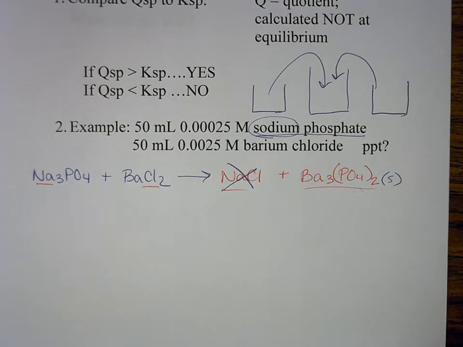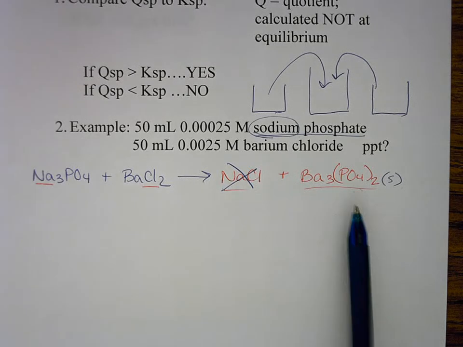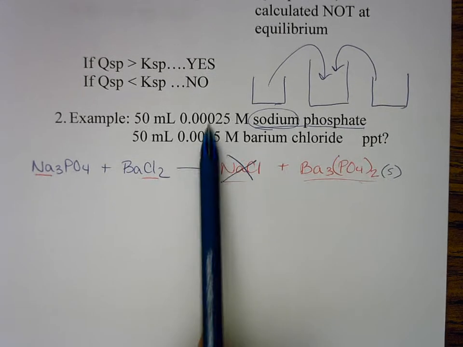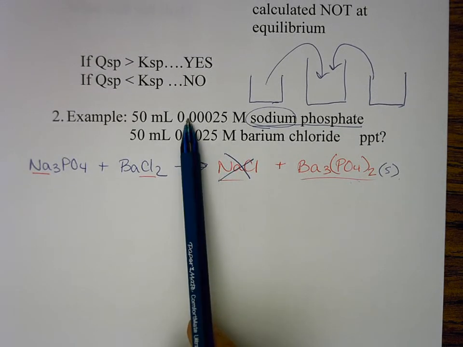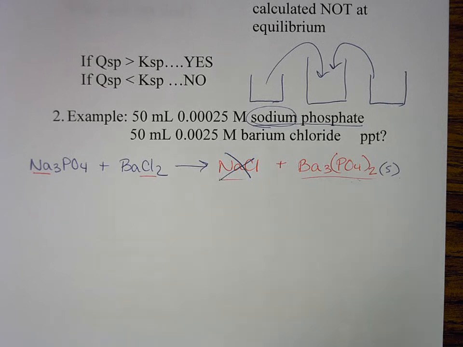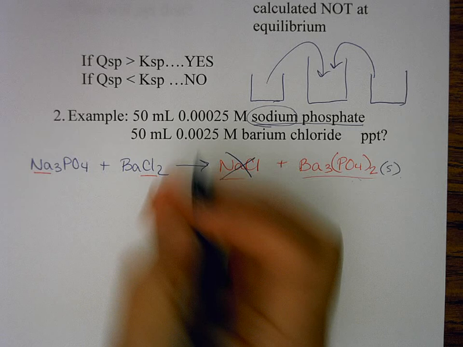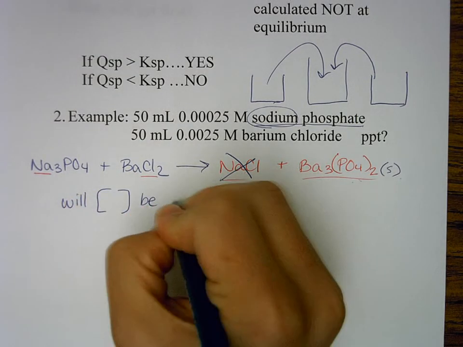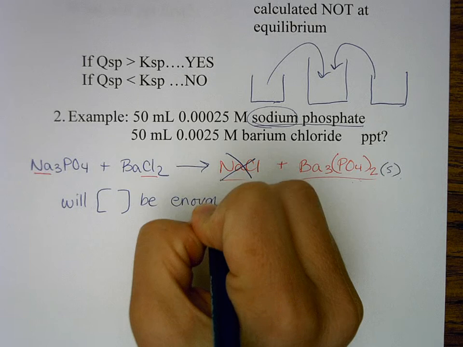So now I need to figure out, okay, barium phosphate would be the precipitate, the solid in this, but I just need to figure out if I have enough. Like I have these really small concentrations of these ions here, so I have to figure out if I have enough for them to actually combine together and form a solid. So the question is really, will the concentration be enough to precipitate?